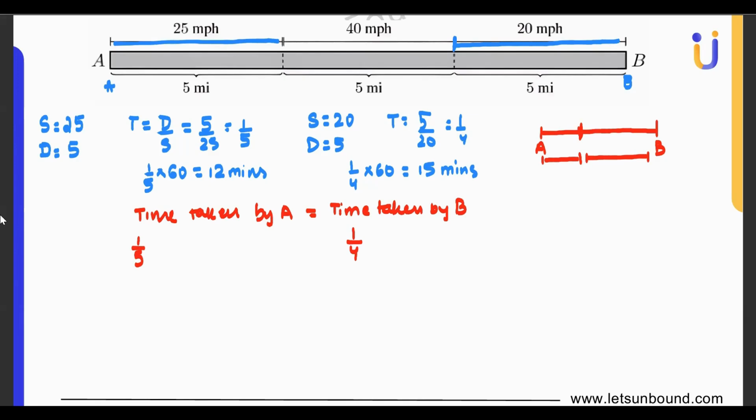Now we don't know how much of this 5 miles they are covering. So we are assuming from here it is covering X miles. It's able to cover X miles, and from here, how many miles is it able to cover? If that's X miles, then this much will be 5 minus X, right?